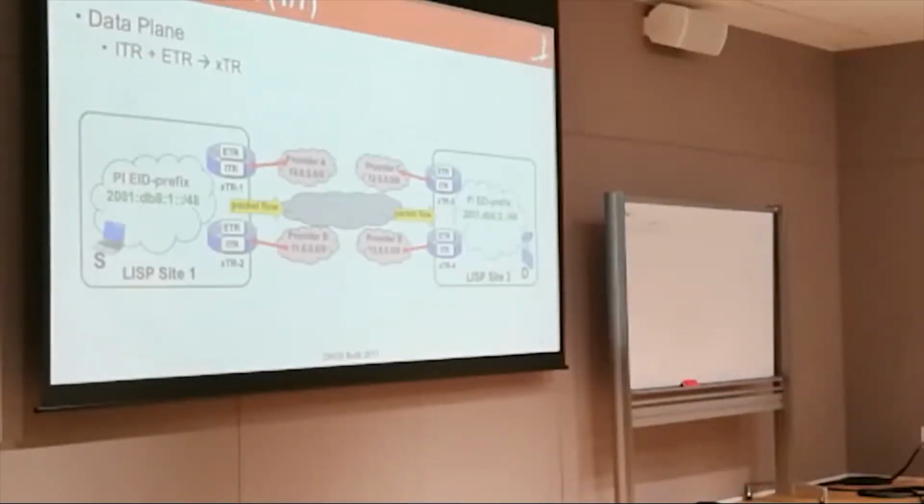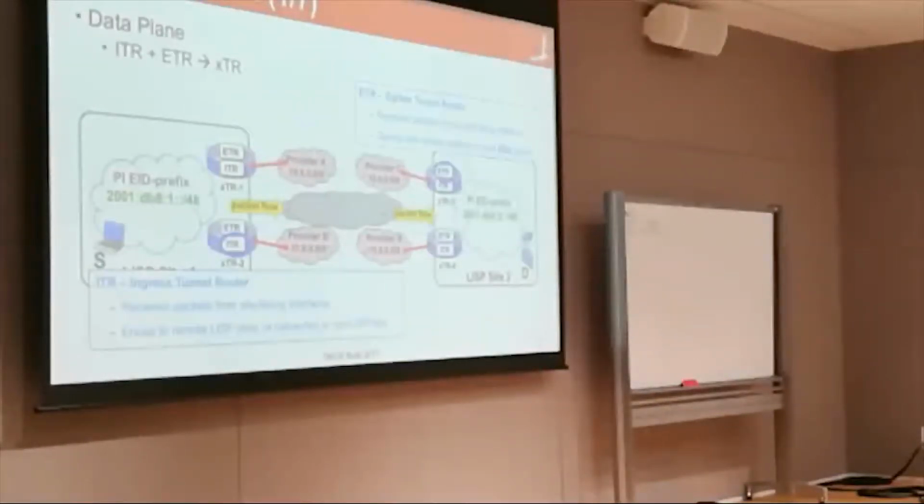I just want to briefly mention how the mechanism can work. Assume that we have two Lisp sites, and in each Lisp site we have several Lisp routers. Depending on the role of the router, we can classify the router into two types. One is the ITR, the other is the ETR. The ITR is an ingress tunnel router that encapsulates the packets using the locator addresses. We have another router, called the egress tunnel router, which is supposed to decapsulate the packets.